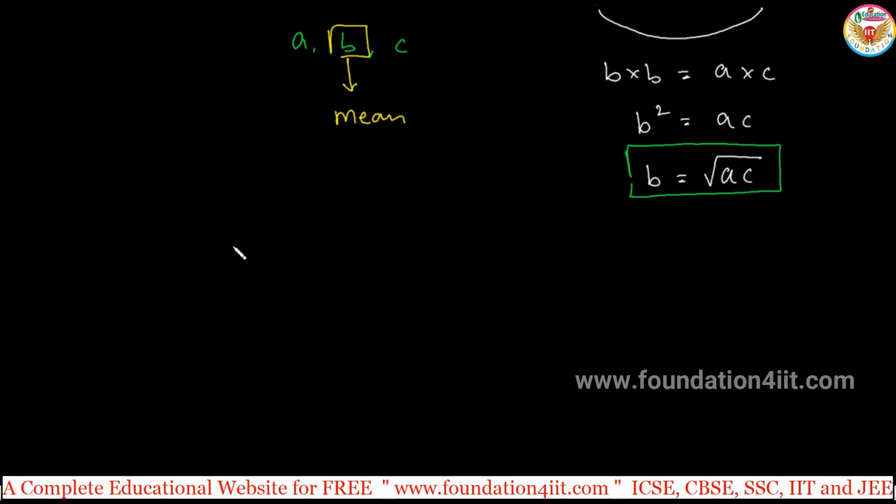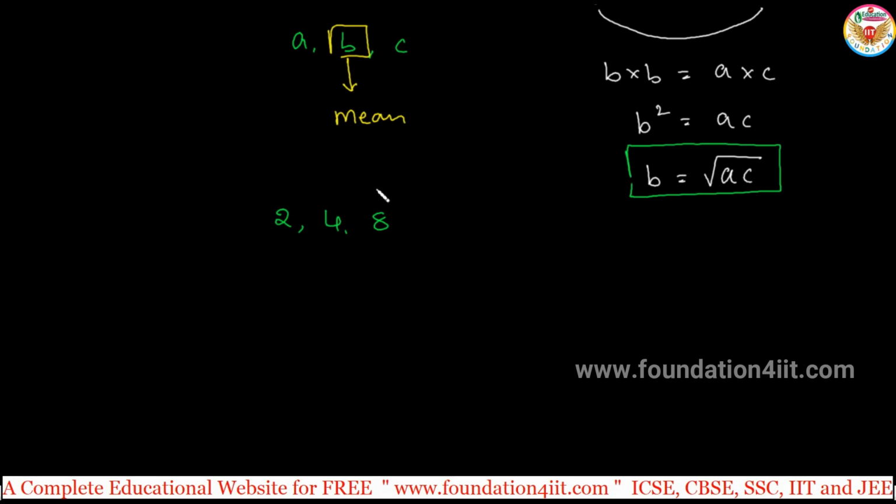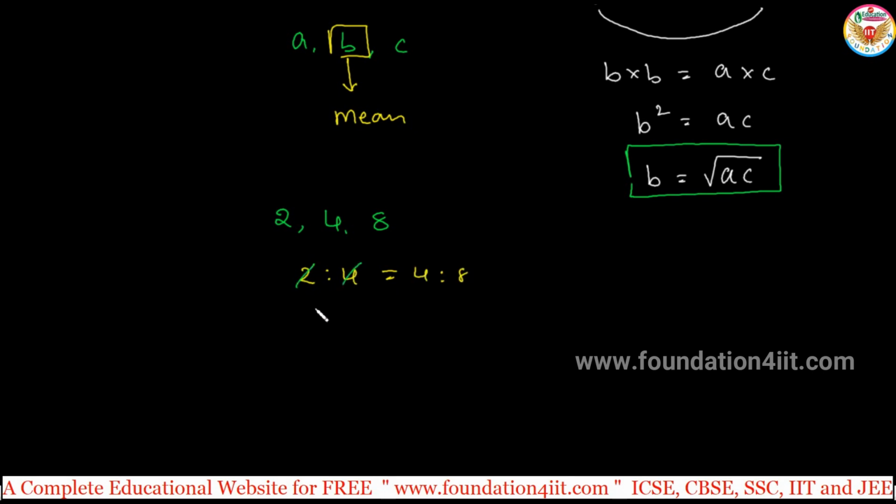The question is only for the mean proportion. Let us say 2, 4, 8. First, let us check whether this is in continued proportion or not. 2 is to 4 should equal 4 is to 8. Here 2 times 1 is 2, and 4 ones are 4, 2 fours are 8. So 1 is to 2. It is equal. That means 2, 4, 8 are in continued proportion.